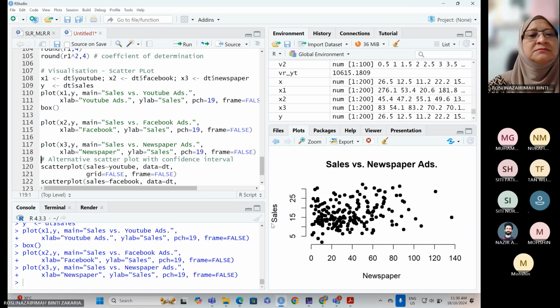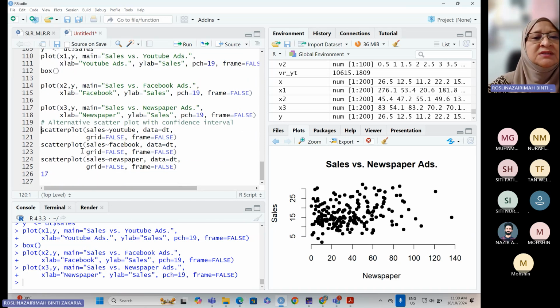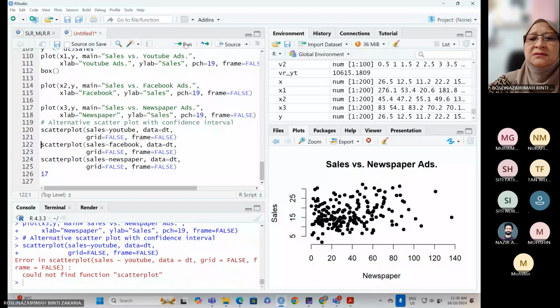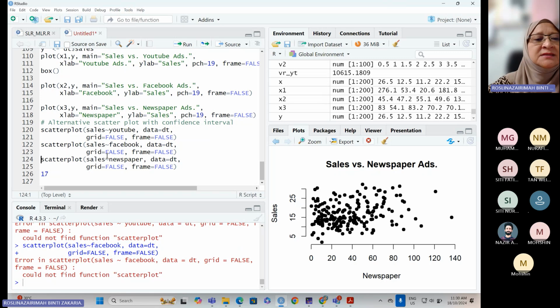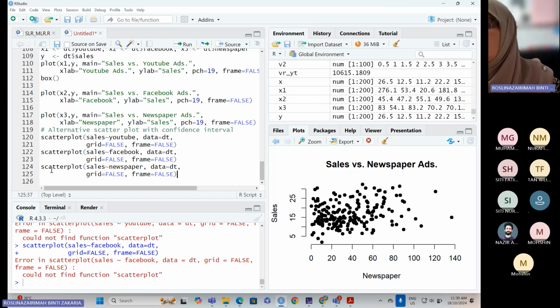Okay, and alternatively, we can draw using another function. Oh, this one also has a packages problem, but it's okay. Next, I'll try again later. I'm not sure why it happened. But this graph is enough.